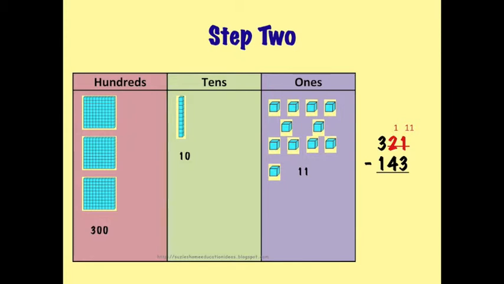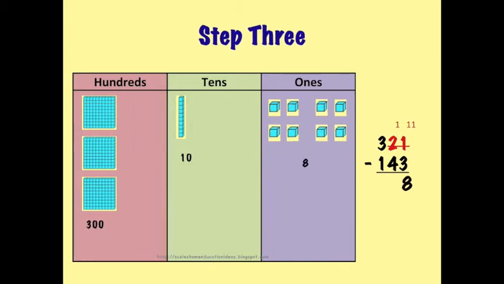Record this number above the 1 in our minuend, which represents the number of ones left on our place value chart. And since I am now left with 1 rod, or 1 ten, I'm going to also record the number 1 above the 2 in our minuend, which represents the number of tens left on our place value chart.